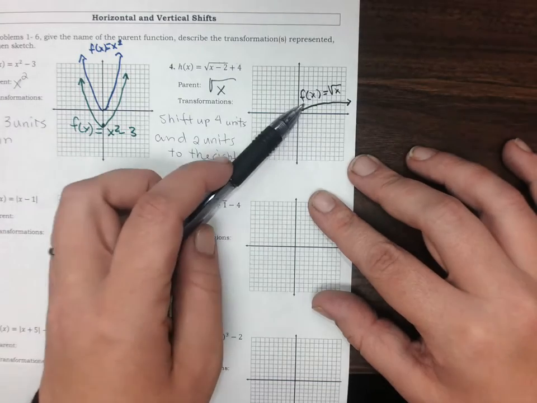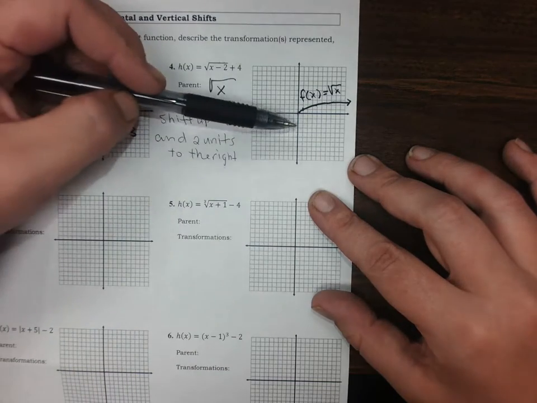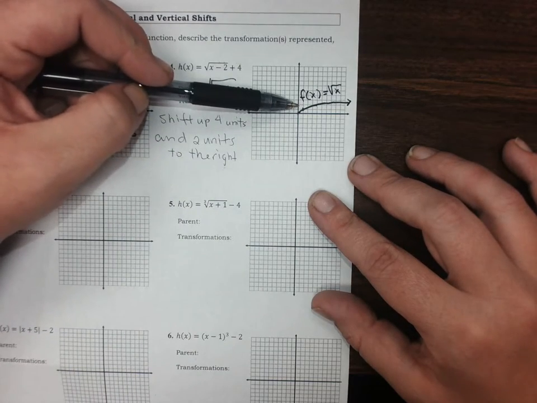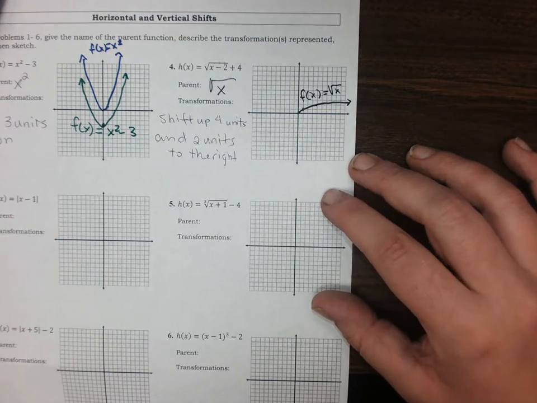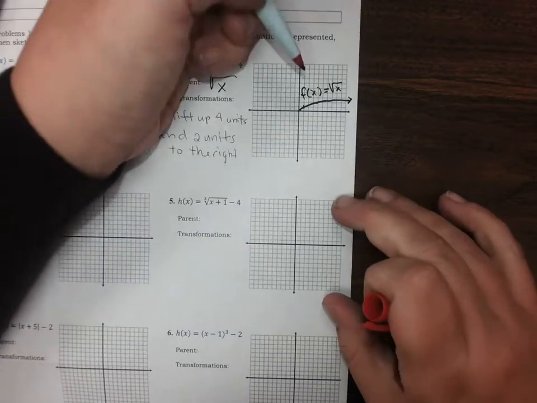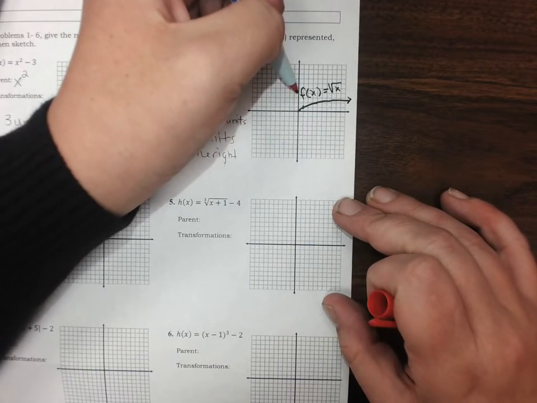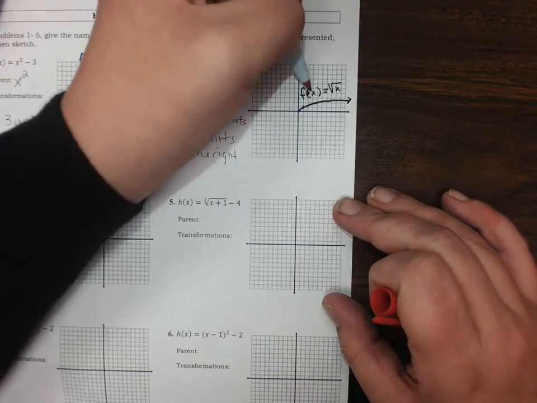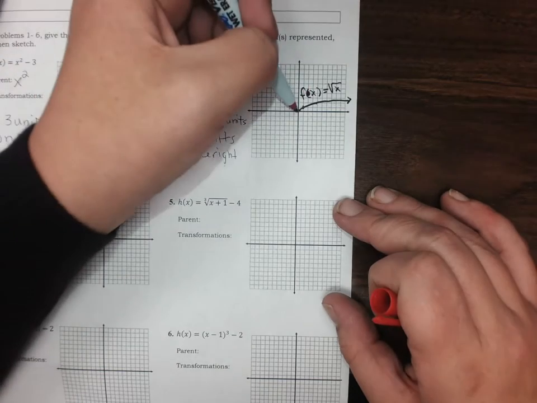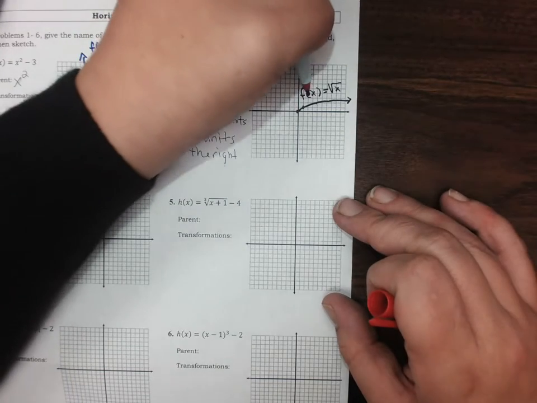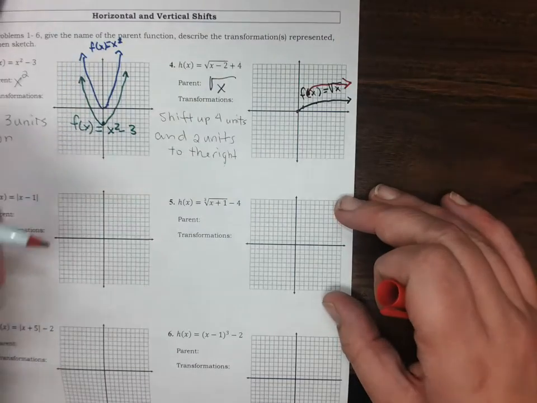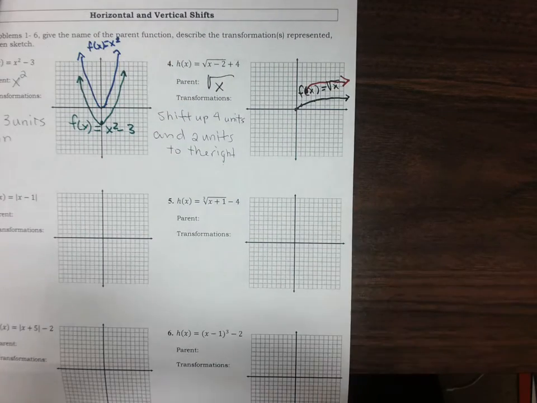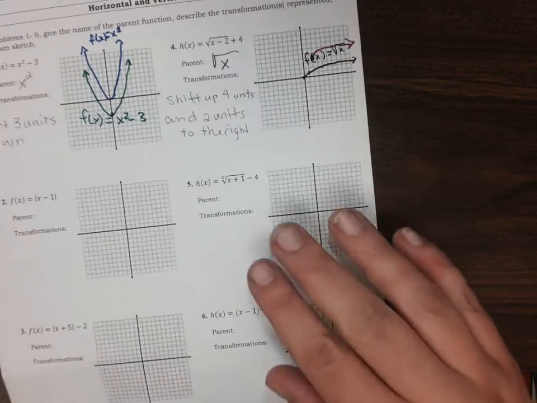So maybe I probably should not have drawn this here, because I need to now go up 4, 1, 2, 3, 4, and shift 2 units to the right. My new function is right up here where I wrote f of x. 1, 2, 3, 4, 1, 2. Right here is the new corner, right? That would be the same thing as the origin here. And it kind of looks like that, right? That's my shifted graph. Again, these are sketches. They don't need to be perfect.